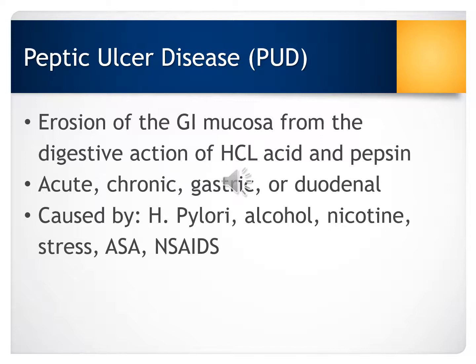Peptic ulcer disease is a condition characterized by the erosion of the GI mucosa resulting from the digestive action of hydrochloric acid and pepsin. It can be acute or chronic, gastric or duodenal. It is typically caused by H. pylori, alcohol use, cigarette smoking, stress, and the use of aspirin and NSAIDs.